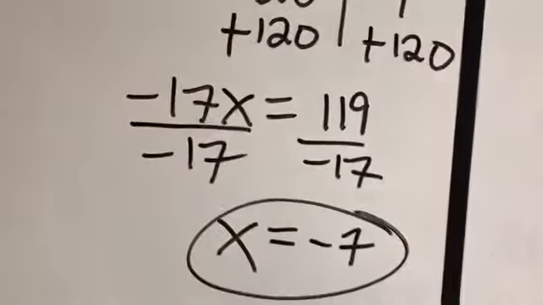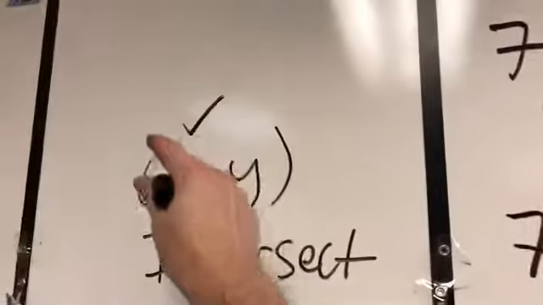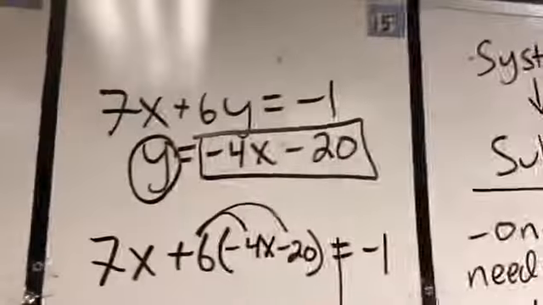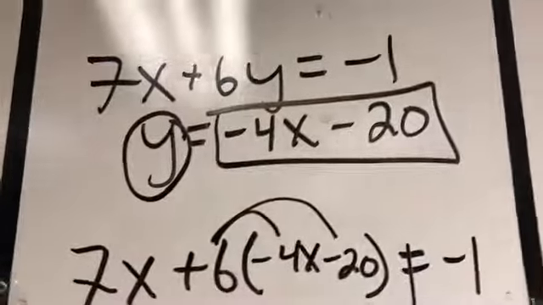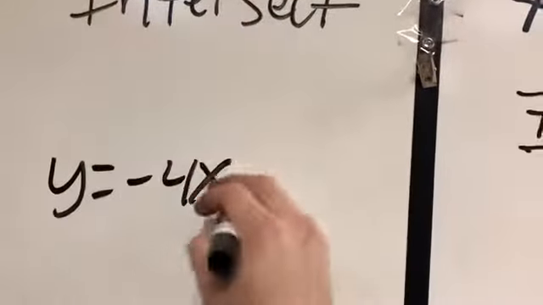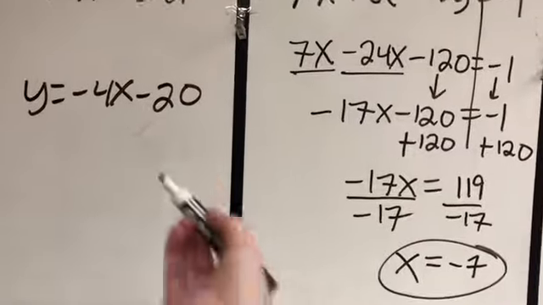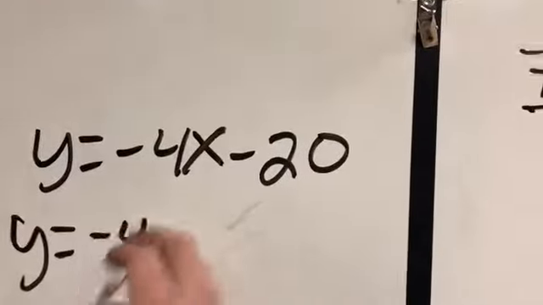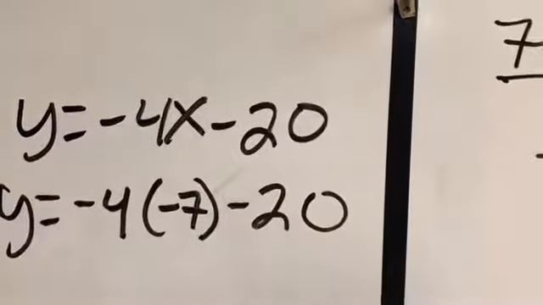Now remember, we are not done unless we have an x and a y value. We have our x, we need the y. You can choose either equation up here. I'm going to choose the simpler one, y equals negative 4x minus 20. Now I'm going to take my answer, x equals negative 7, and plug it in for the x up here. So y equals negative 4 parentheses. And now I have a nice spot for that negative 7.